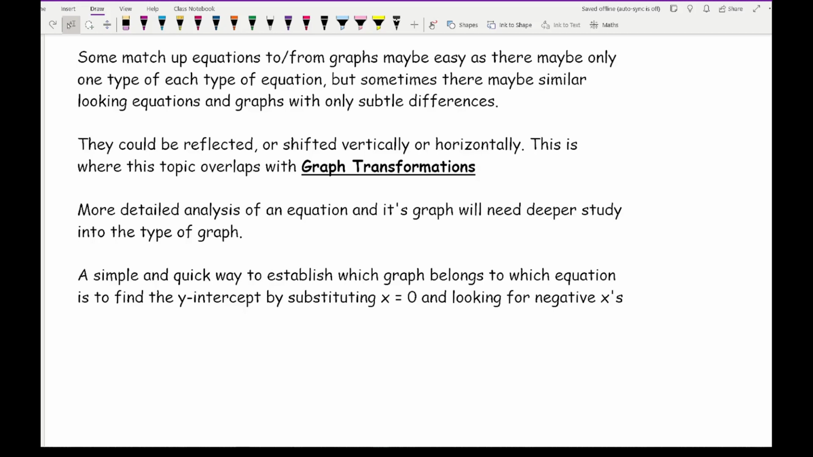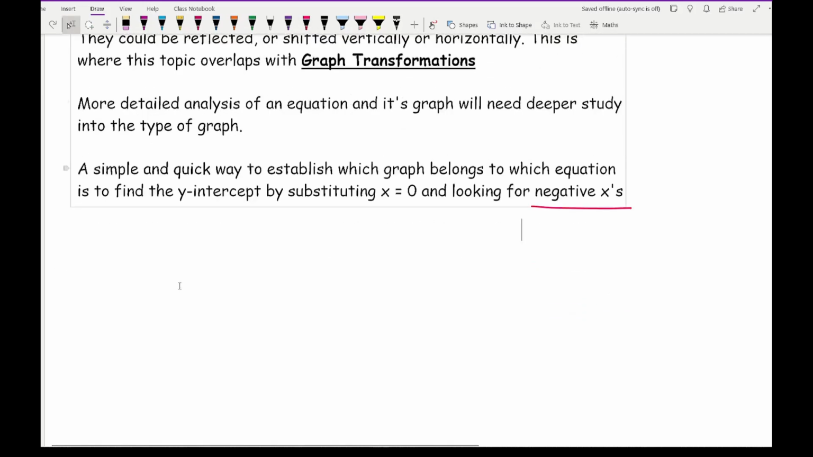Now, a simple and quick way to establish which type of graph belongs to which equation is to find the y-intercept by substituting x equals 0 and look out for any negatives. Now, we kind of touched upon this with negative x's in the previous bit of the video, where you can see what happens. In most cases, again linking with graph transformations, it will simply be reflected on the y-axis, but on rare occasions it may be reflected on the x-axis. And again, a more detailed explanation about which is when is going to be covered in graph transformations.